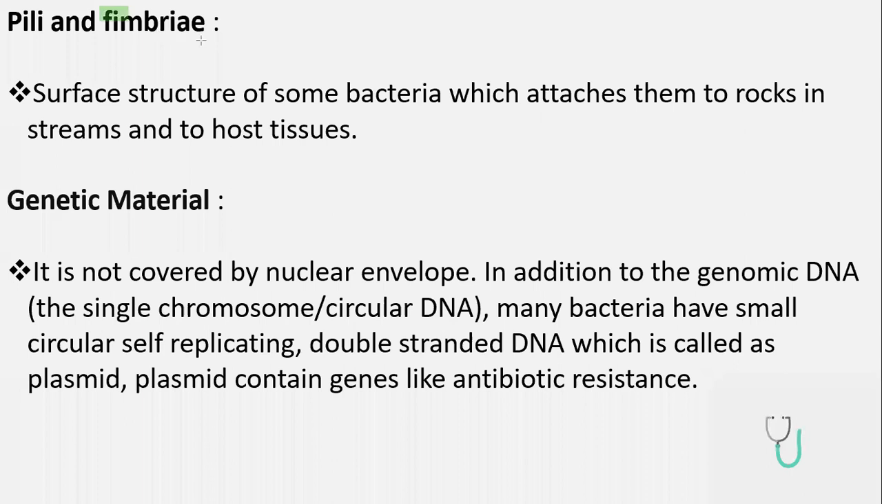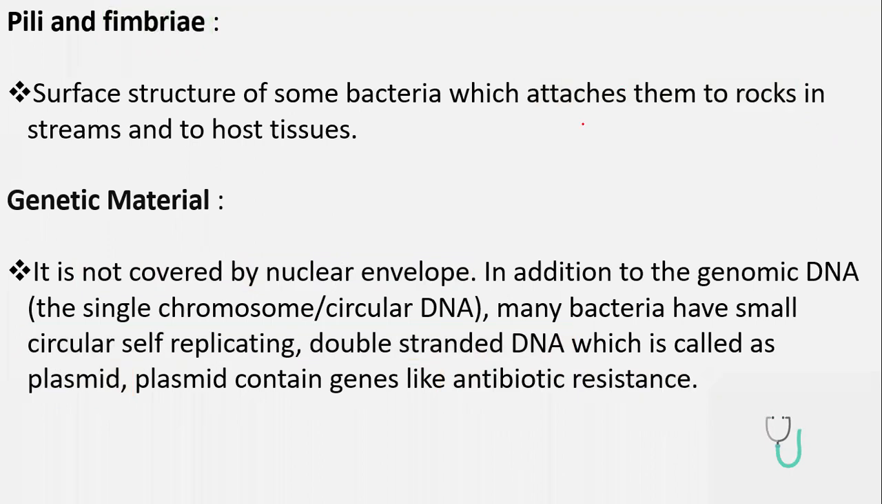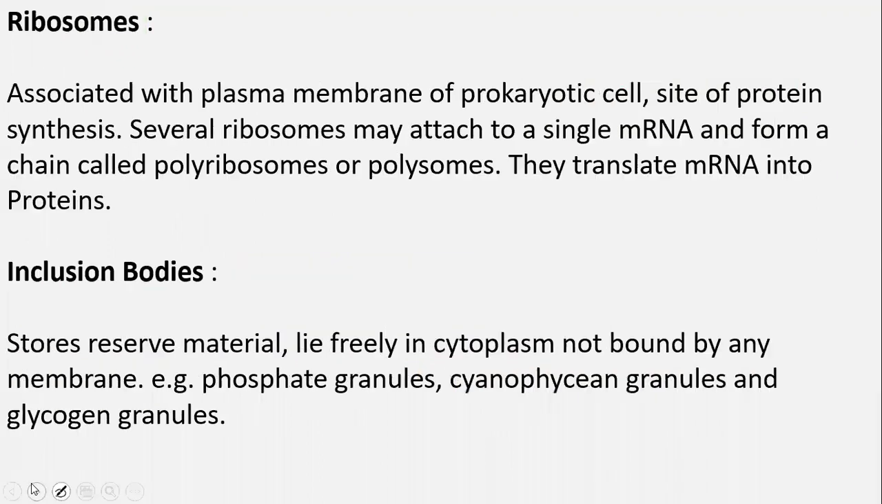So fimbriae is the surface structure which helps in attachment to rocks in streams and to host tissues. Next, their genetic material is not covered by a nuclear envelope. They have small circular self-replicating double-stranded DNA known as the plasmid. Plasmids have antibiotic resistance genes, which you will study in your biotechnology chapter. Is that clear? Yes.